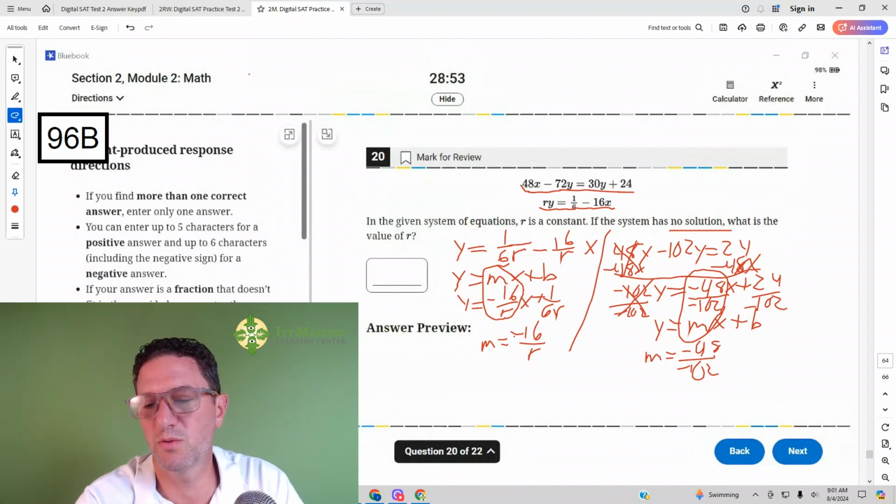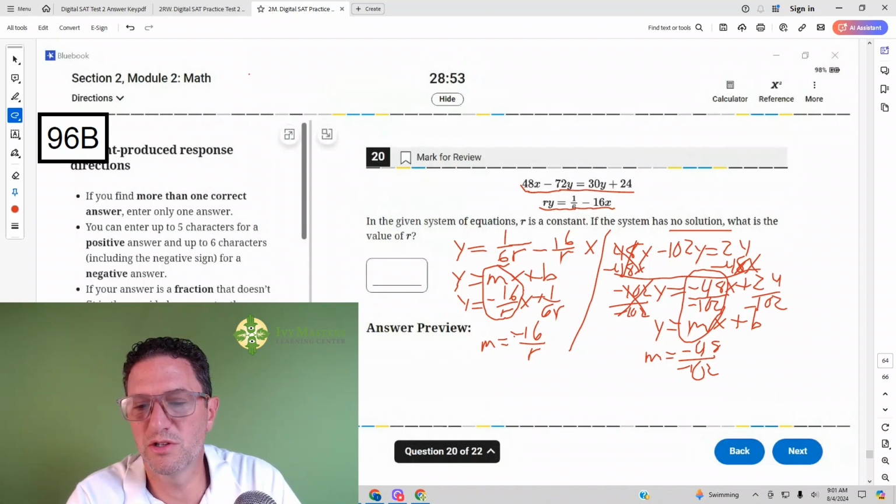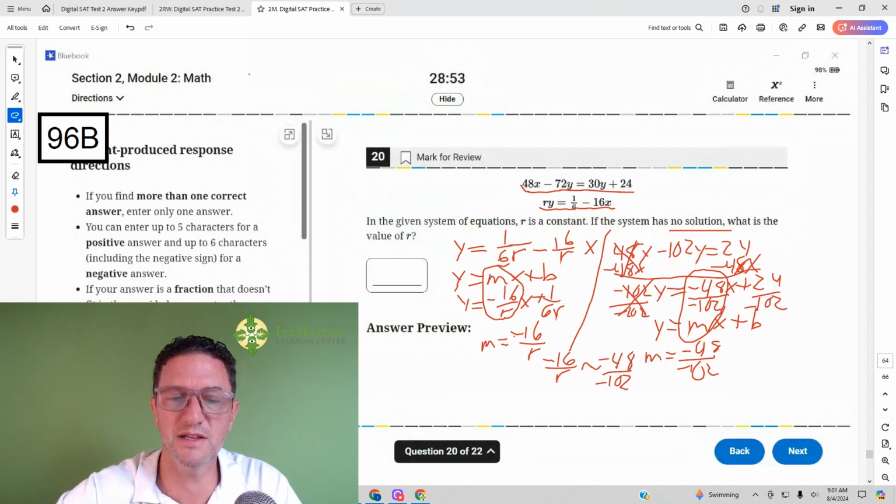You can do it by hand as well, but it's so much easier to plug it into Desmos. Now, what Desmos understands is not the equal sign, but the tilde when you're solving for a single variable. So negative 16 over r equals negative 48 over negative 102. It's just going to solve for r for you.